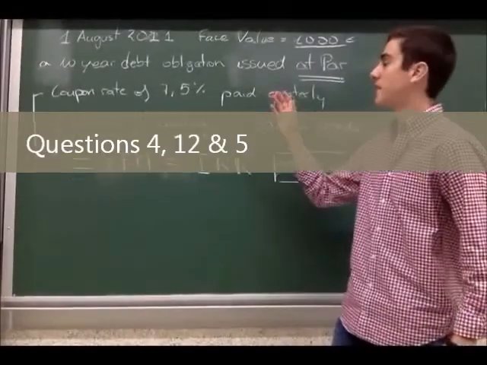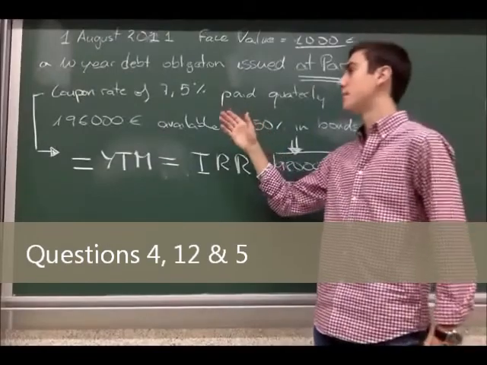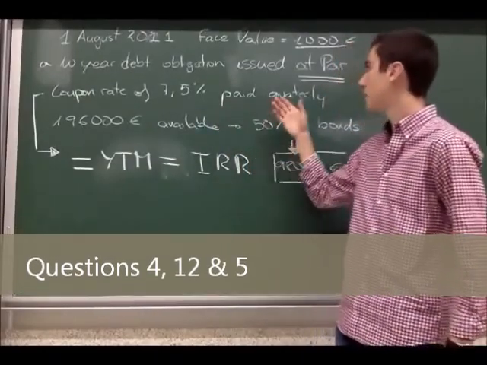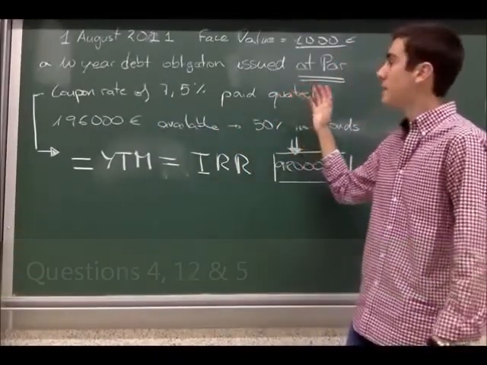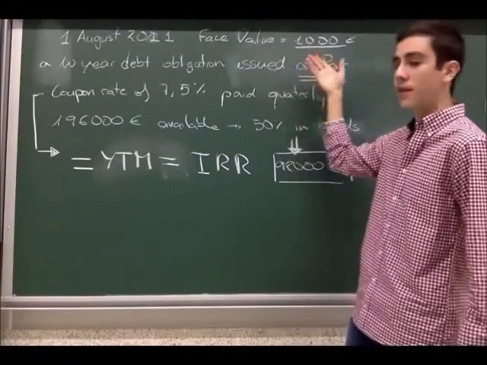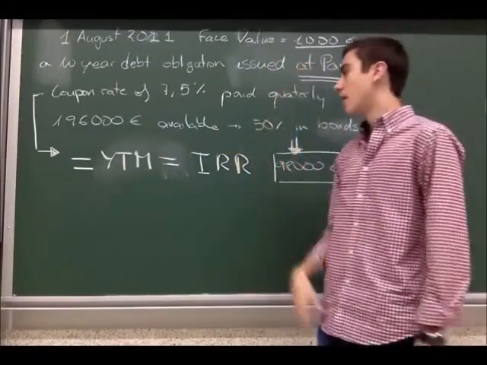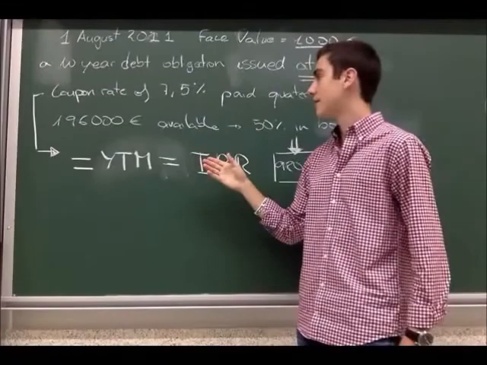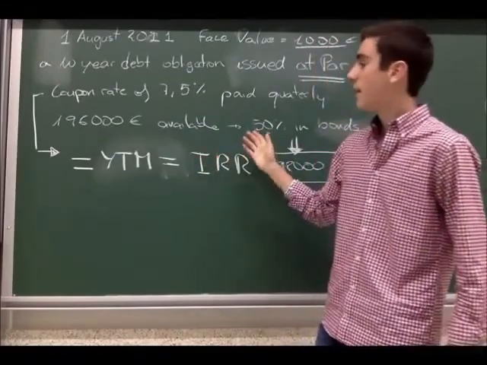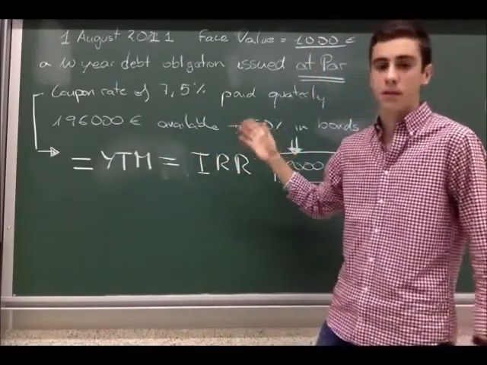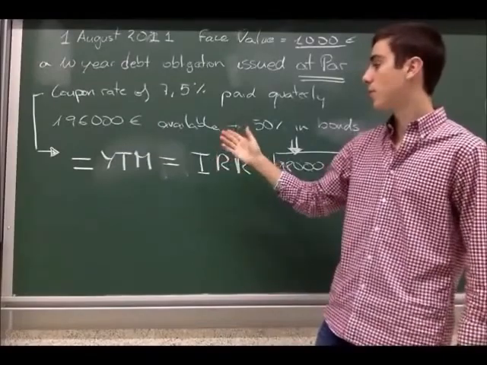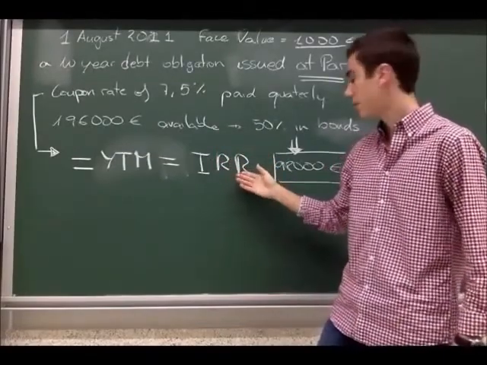Well, here we have some data for the problem. First of all, we can see that the man bought a 10-year debt obligation issued at par. What does that mean? That means that the face value, which is equal to 1,000, is equal to the present value. Also, we can see that the coupon rate is 7.5% paid quarterly. So, as it is issued at par, the yield to maturity is equal to the coupon rate and it's equal to the internal rate of return.